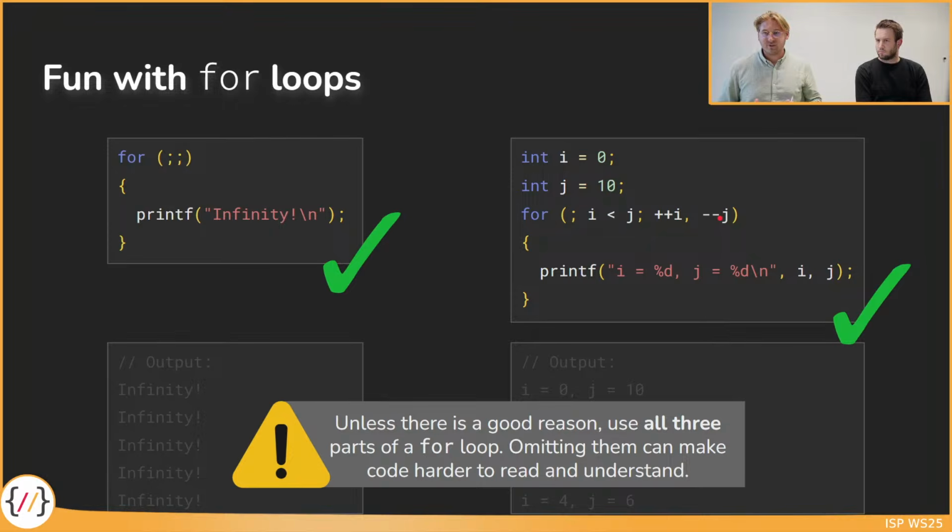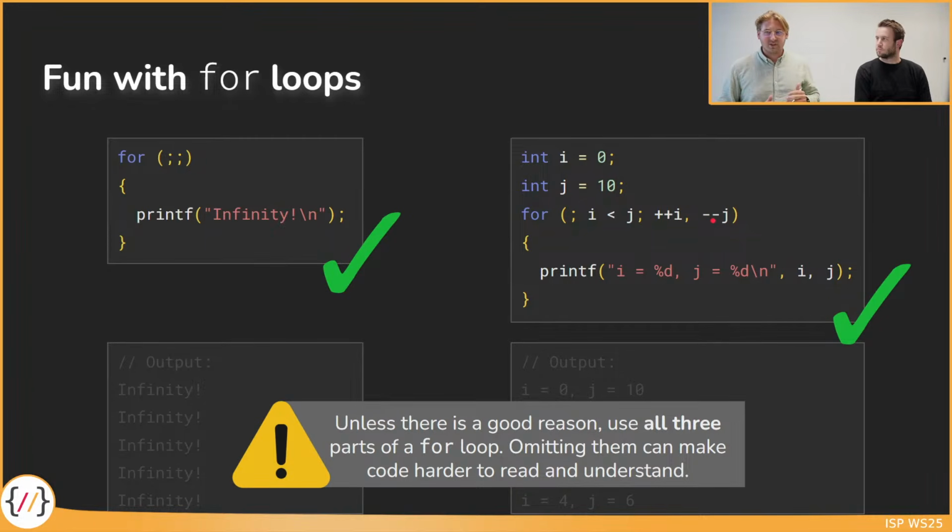But as a general note, especially for this course, please do not omit any of the three parts in the for loop. If there is no particular reason for that, try to have an initialization part, a condition part, and an update part.